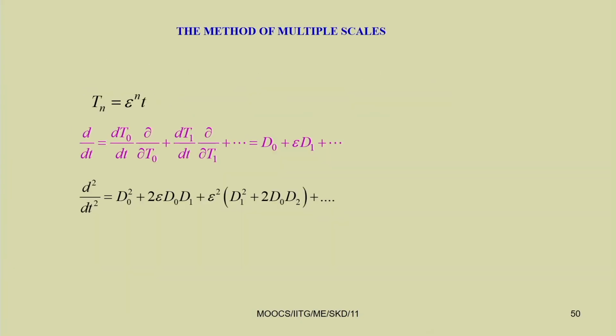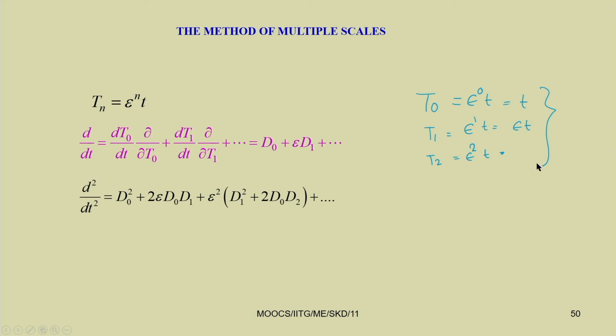In the method of multiple scales, we have taken different time scales. This capital T n, where n can be 0, 1, 2. Then we can have T 0. T 0 will be equal to epsilon to the power 0 T, and epsilon to the power 0 equals 1, so this is equal to T. Then T 1 will be equal to epsilon to the power 1 T, so this is equal to epsilon T. T 2 will be equal to epsilon square T. This way we can write different time scales.